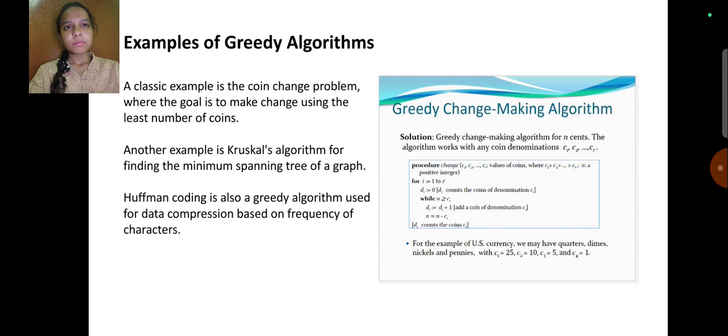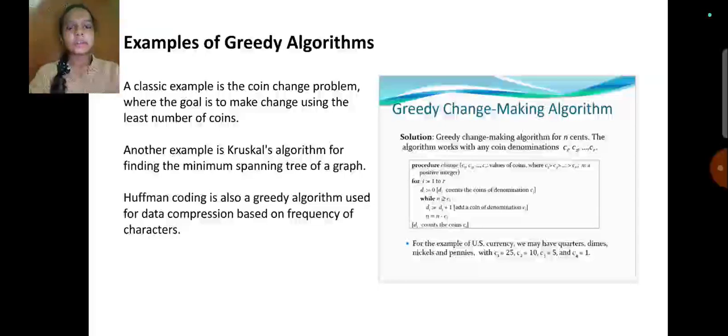The next, examples of greedy algorithms. A classic example is the coin change problem, where the goal is to make change using the least number of coins. And next, another example is Kruskal's algorithm for finding the minimum spanning tree of a graph. Next, Huffman coding is also a greedy algorithm used for data compression based on the frequency of characters.